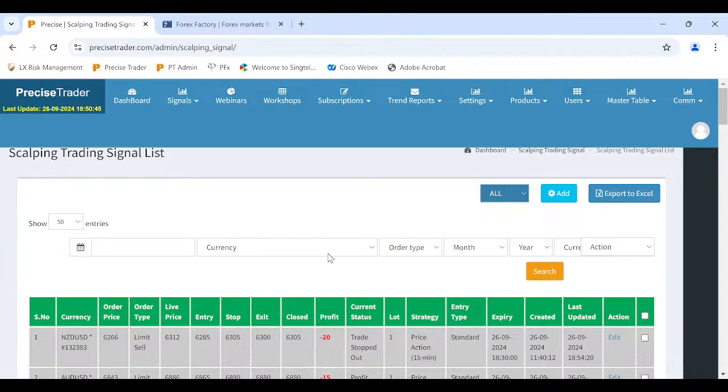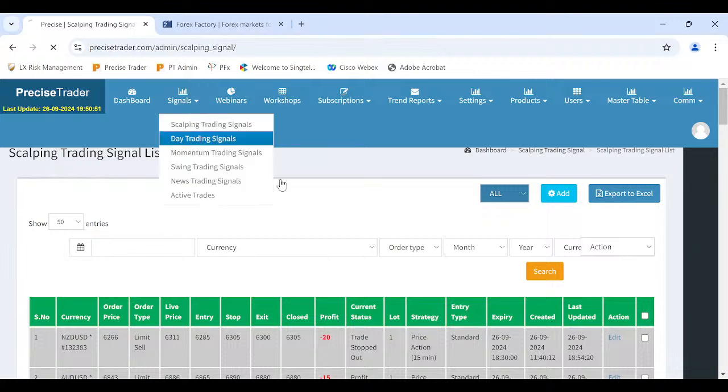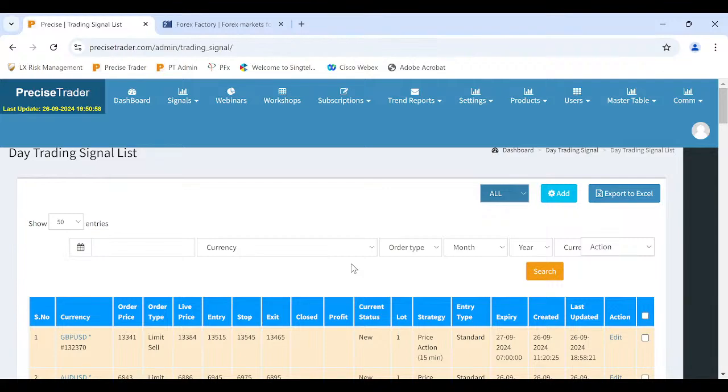Just a couple of trades, and let me change the screen. Okay, okay.